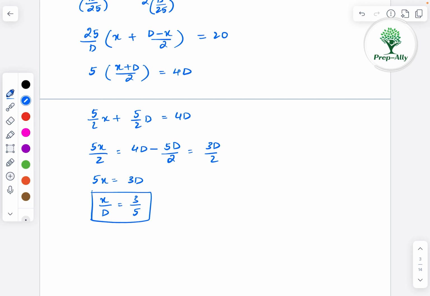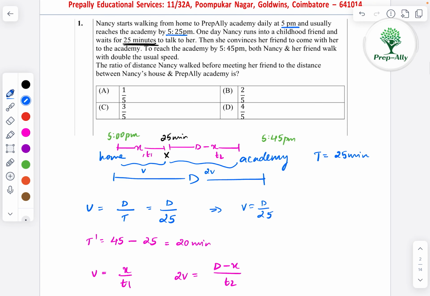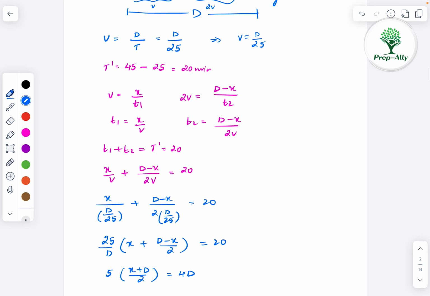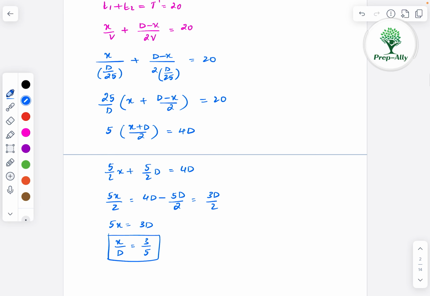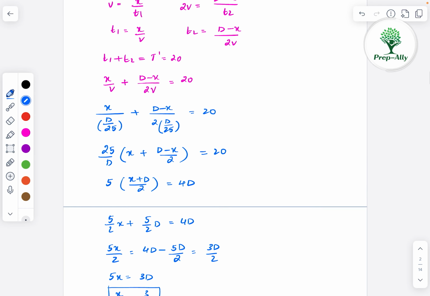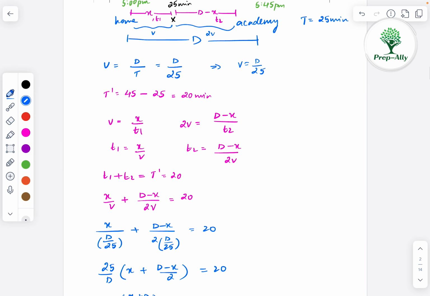And that is what the question asks us. The question asks us the ratio of distance Nancy walked before meeting her friend to distance between Nancy's house and Prepalai Academy. That is 3 by 5. So you wanted the ratio of x by total distance d. So that's how we do this. We just expressed velocity as distance by time and used the data given to figure out the new time that she takes to walk from home to academy.